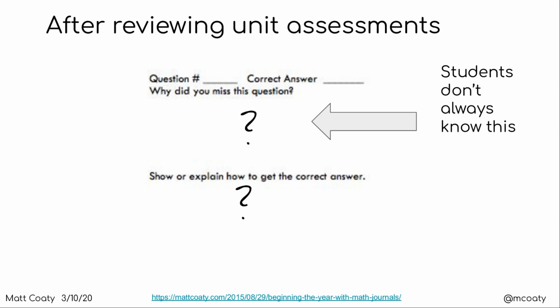So I might have a question number, correct. Why did you miss this question? Explain how to get the correct answer. If a student gets it wrong because of a simple mistake, students generally know, okay, I forgot to use order of operations. Sometimes the kids have no idea why they got it wrong. That's a time where we can talk with the student and say, what happened? Why is this incorrect? I don't use this with every assessment. It might be if I find that there's a trend with specific questions.